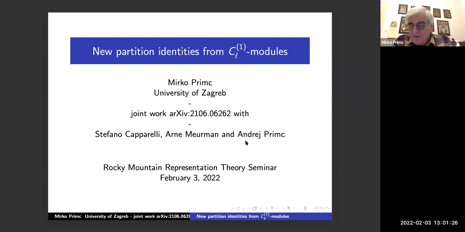Andrei is not a mathematician, but he helped us write the code so that we could test our ideas numerically. And we came up with two conjectures. One is related to standard modules of symplectic affine Lie algebras. And today I'll formulate this conjecture and then try to explain some of the representation theory background of that conjecture.